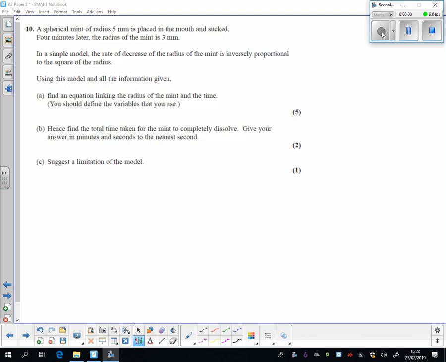Question 10 is your differential equation, and you need to read this and translate it into notation. So we're looking at the radius, and what we're going to do is say radius equals r. This is important because I've not seen this before, but we had to actually define the variables that we use. So I'm going to write radius equals r here, and t equals time since it was put in the mouth.